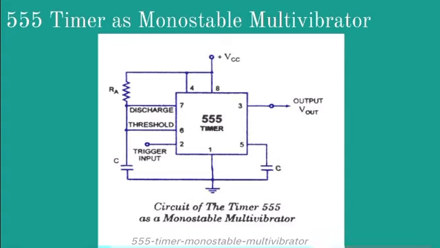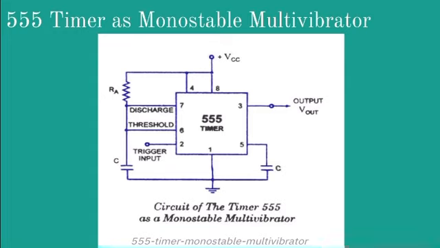So here the transition of output from the stable state to the unstable state is accomplished by external triggering. So here is the schematic of the 555 timer in monostable mode. Okay, so as you can see, this is the circuit diagram for the 555 timer as a monostable multivibrator. So here let us see the pin descriptions.